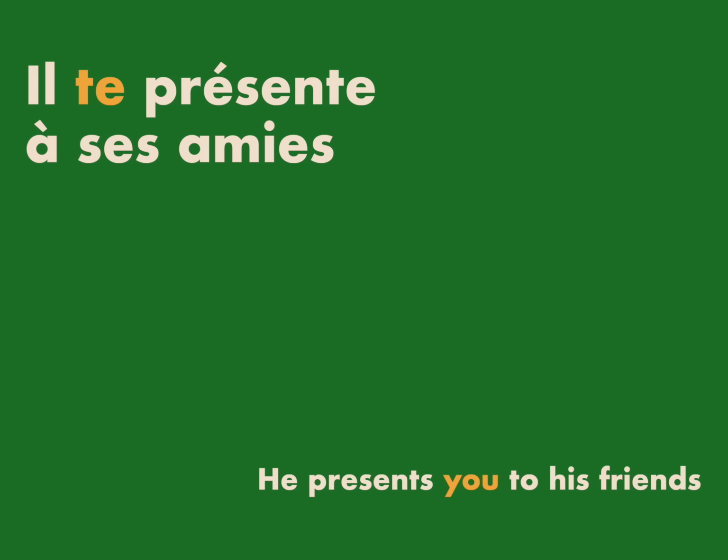But if you want to say, he presents you to his friends, il te présente à ses amis, the te in that sentence now is a direct object. Who is he presenting? You! Now in those sentences, it doesn't really matter if the me, te, nous, vous are direct or indirect objects because it's always me, te, nous, vous. But it does matter when it's le, la, les, lui, leur. Those are the ones where it's important if it's a direct object or indirect object because it changes.